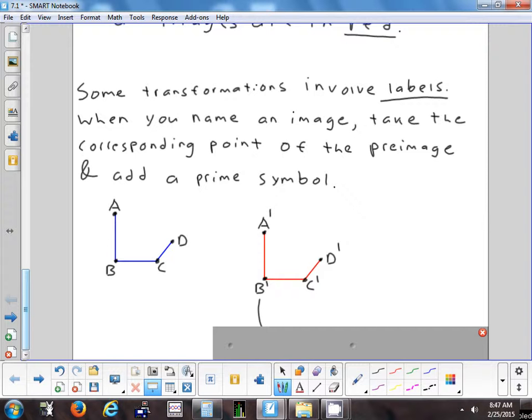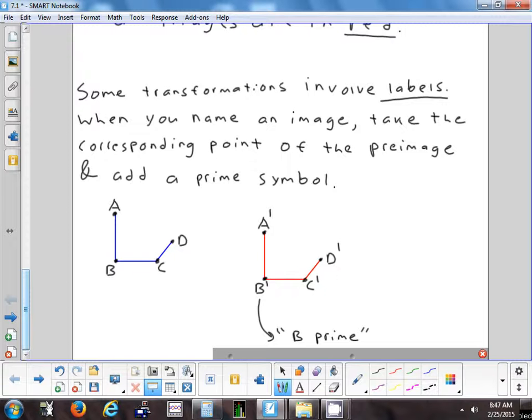What kind of transformation is this? Or what do you think it looks like? A slide to the right. So what's the name of that one? That's a translation. Yep. This one is a translation. Okay, and the way you pronounce it, I already said that. B prime, C prime, D prime, A prime. Okay, any questions on that?